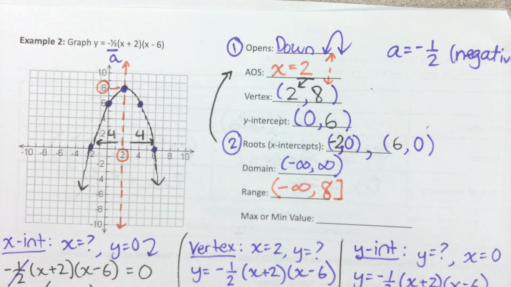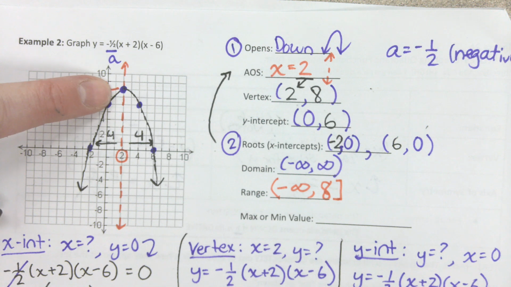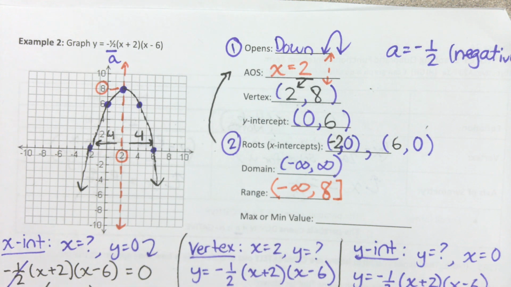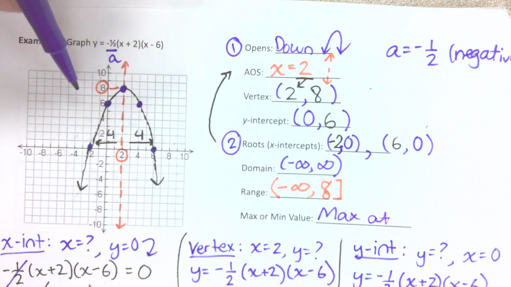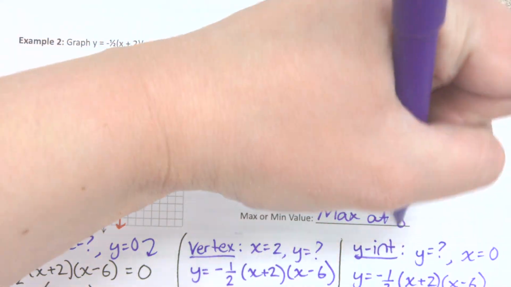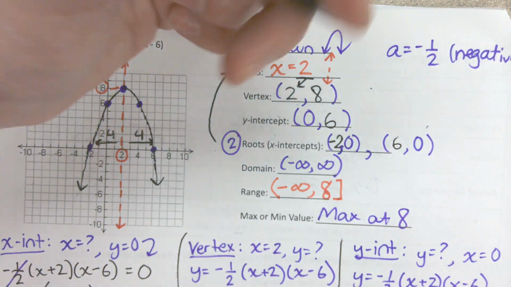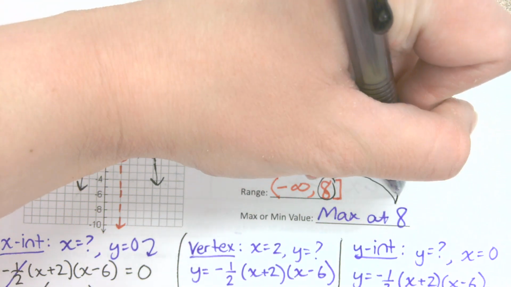Last but not least, max or min. We have a highest point here. So this is actually a max. And it's a max at that y value, which was 8. And again, that will always match the number in the range.